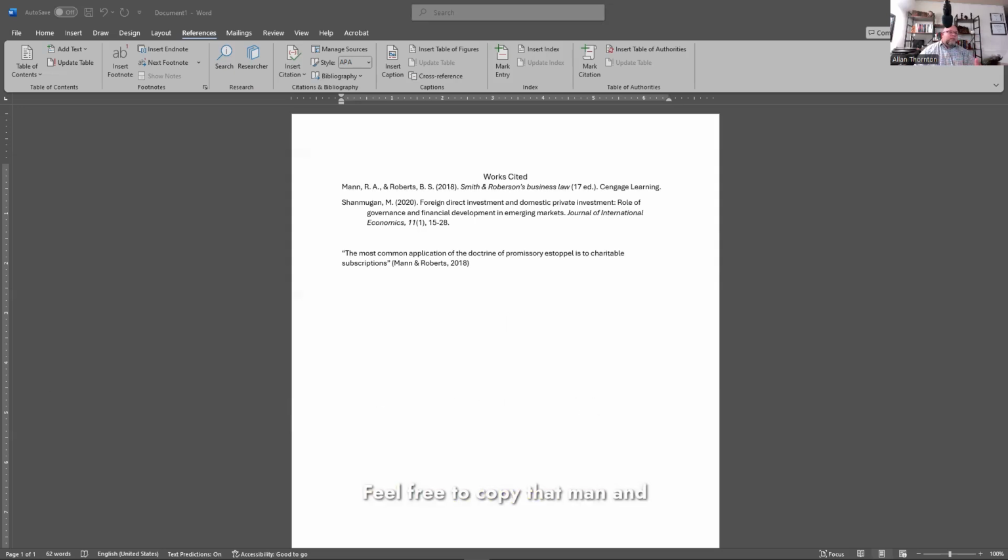Feel free to copy that Smith Roberson one and use it if you quote that out of the book. That counts as one of your outside sources if you use the book too. It wouldn't make you have to still find a whole bunch of them just for that. So you can use it.